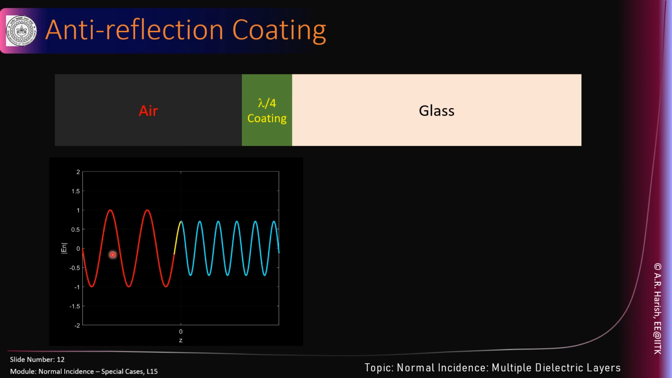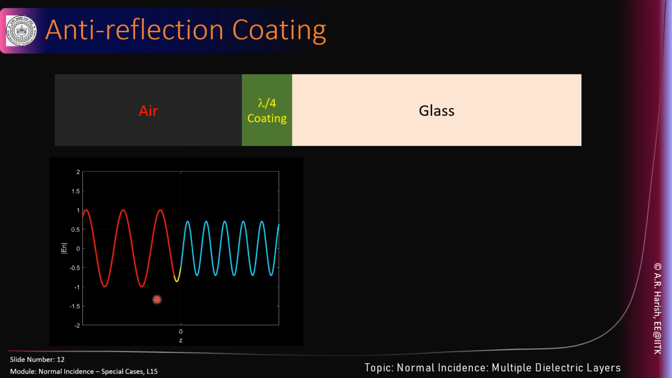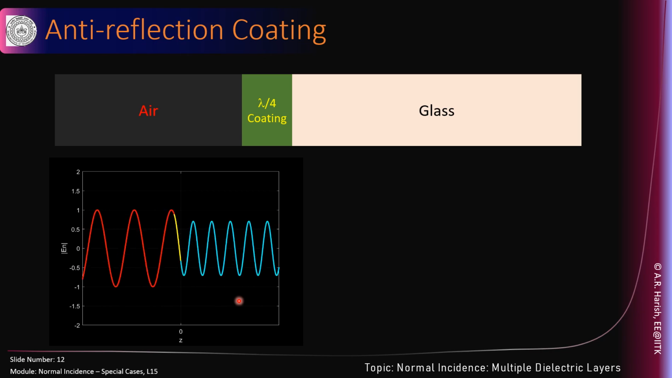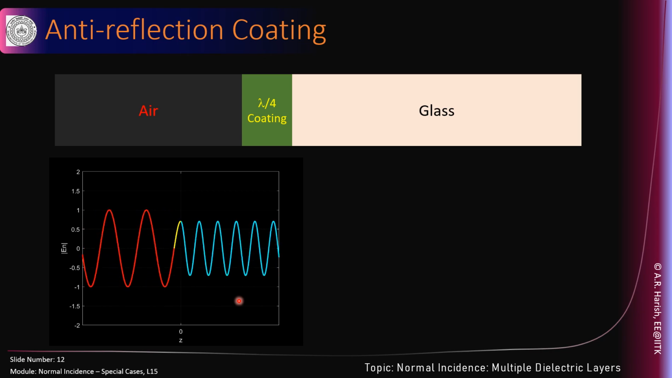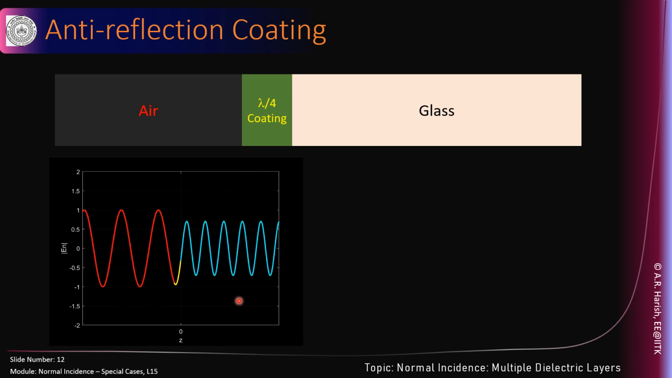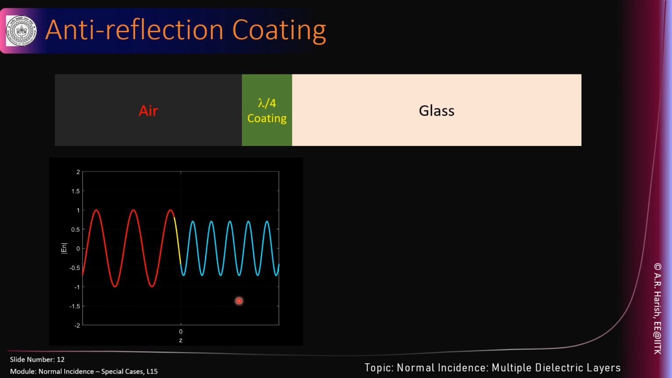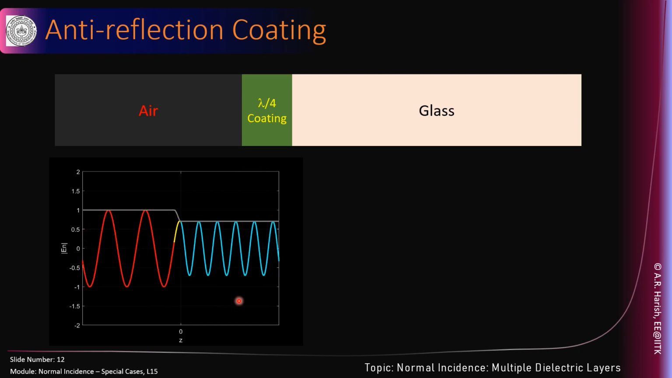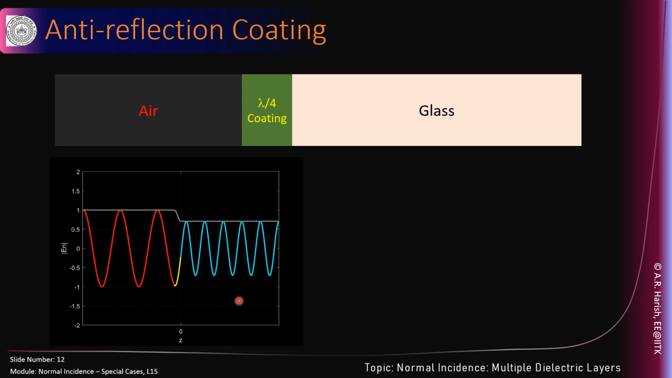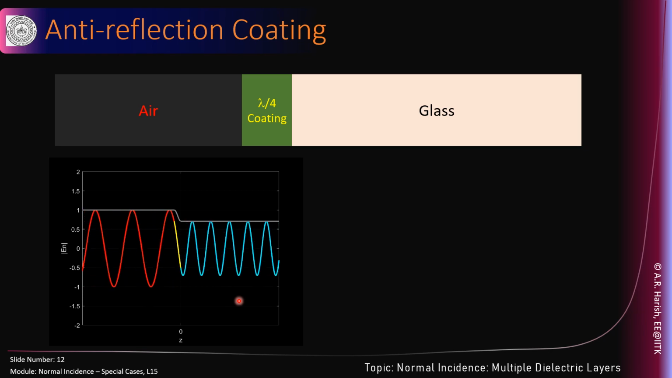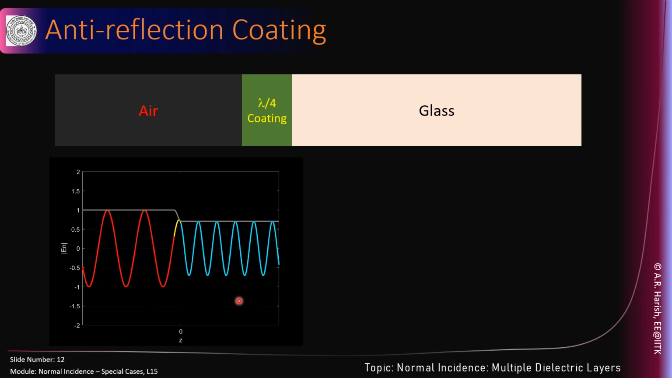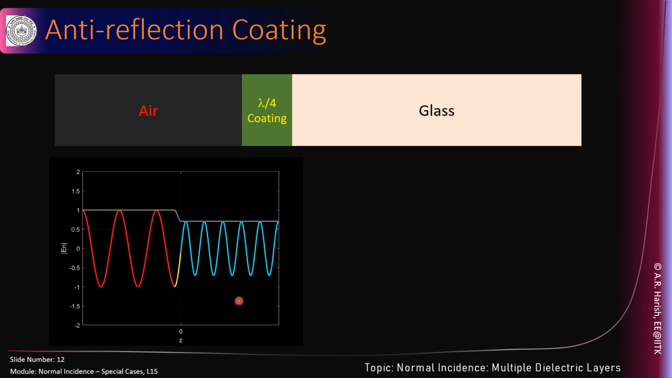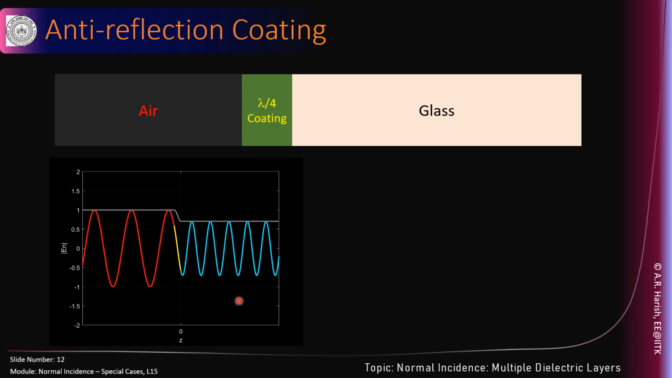This simulation now shows in time what happens as the wave hits this lambda by 4 coated glass surface. So as we see, in region 1, the air region, since there is a pure traveling wave, there is no reflection at all. And in region 2 and region 3, there is a glass region, of course, there won't be any reflected wave because that's extending to infinity.